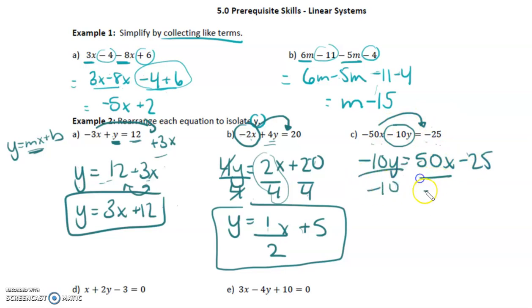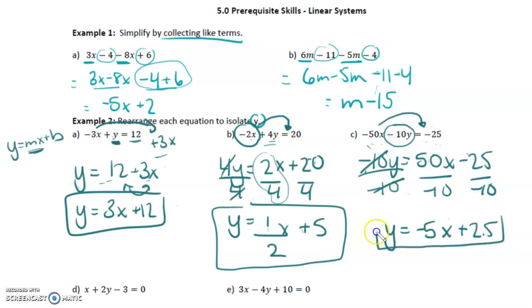Now, go ahead and divide out the coefficient of y, so negative 10. Those cancel, and we just get y. 50 over negative 10, we get negative 5. Okay, and then x. And negative 25 over negative 10, we can go positive, let's go 2.5. That's okay with a decimal.